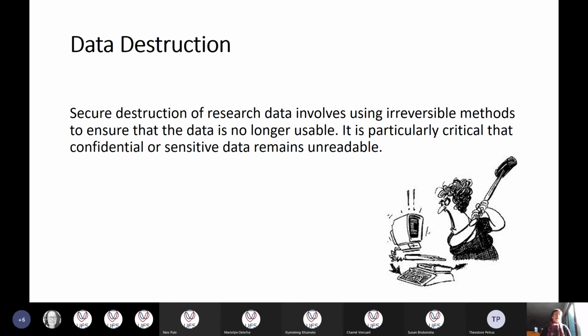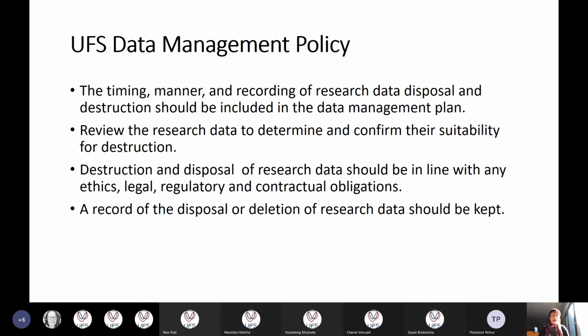And then finally, this is again stated in our UFS data management policy. The timing, manner, and recording of research data disposal and destruction should already be included from the start in our data management plan. We need to review our research data and to determine whether or not it is ready to be destroyed or whether we should keep it still. The destruction and disposal of research data should be in line with any ethics, legal, regulatory, and contractual obligations. And finally, we should keep a record of when the data was destroyed and why.